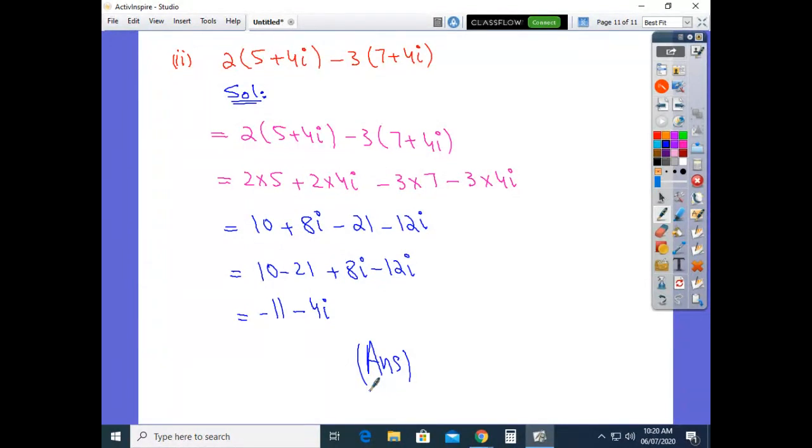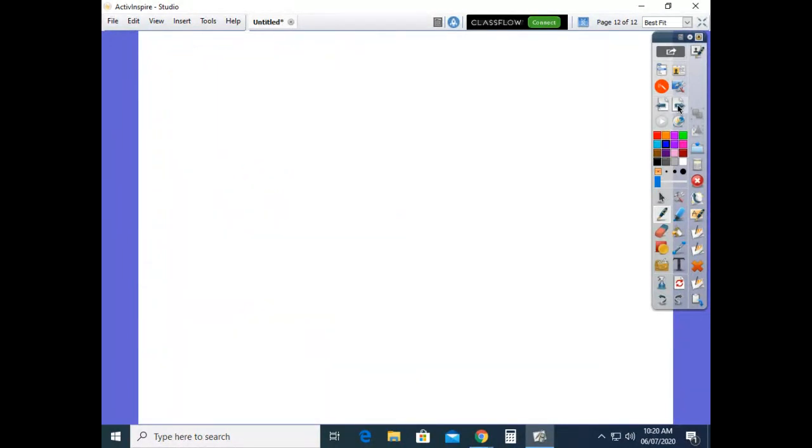Now we come across the fourth part, which is very important from the exam point of view. Question number 2, part number 4. What is part number 4? 2 iota square plus 6 iota cube plus 3 iota raised to power 16, 6 iota raised to power 19, and last 4 iota raised to power 25. Here we solve and write it into a simplest form or a standard form of a complex number.